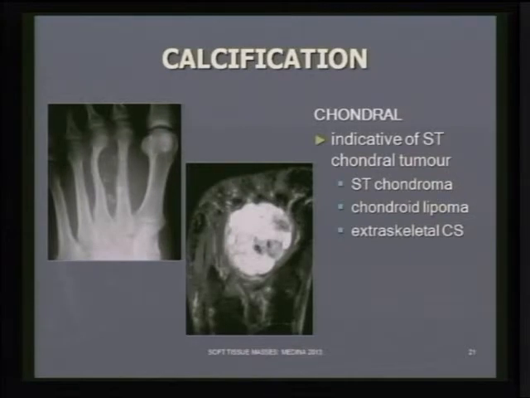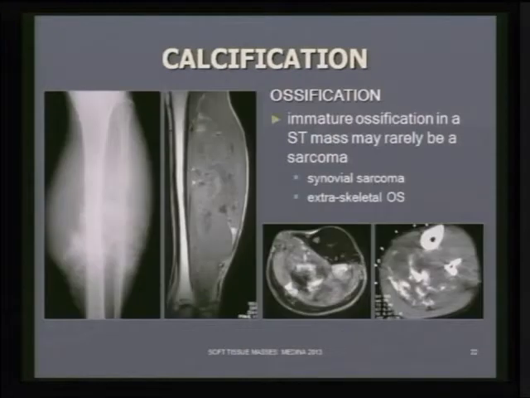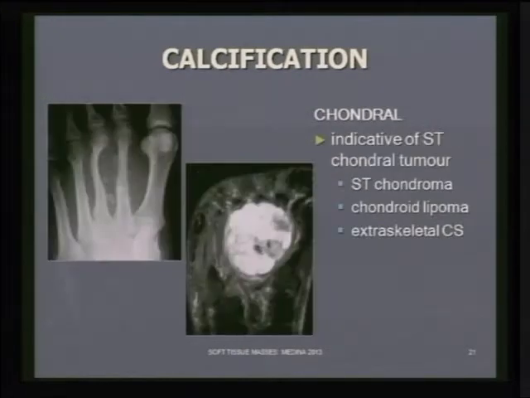Chondral type calcification, as I've mentioned, is indicative of a soft tissue chondral tumor. So when in the soft tissues, it's rare, but we think about soft tissue chondroma, chondroid lipoma, or most commonly, an extraskeletal chondrosarcoma. And again, we see an example here. It's a slow-growing lesion which has caused a lot of pressure erosion of the metatarsals, and we see the classical chondral type calcifications within this soft tissue mass. And this is the coronal or axial STIR sequence, demonstrating the hyperintensity and lobular nature of the chondral tumor and the punctate areas of signal void representing the calcifications.